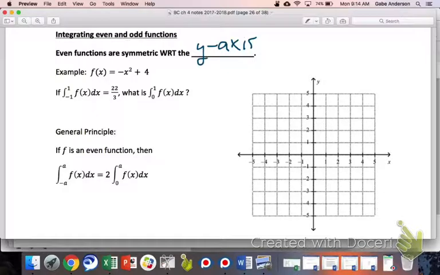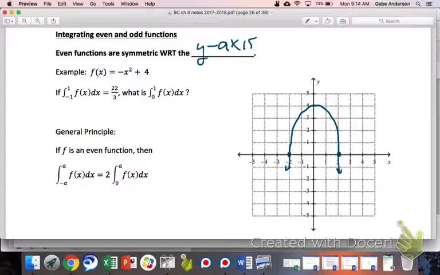Okay, so an example of that would be the parabola y equals negative x squared plus 4. So here's my attempt at drawing that parabola. It's going to have x-intercepts there and there. That one's pretty good. Okay, so you can see that that graph does have y-axis symmetry, split right down the middle by the y-axis.